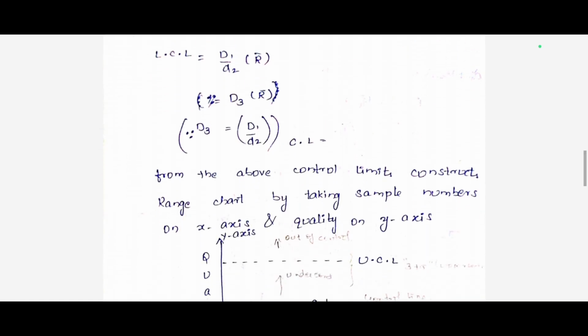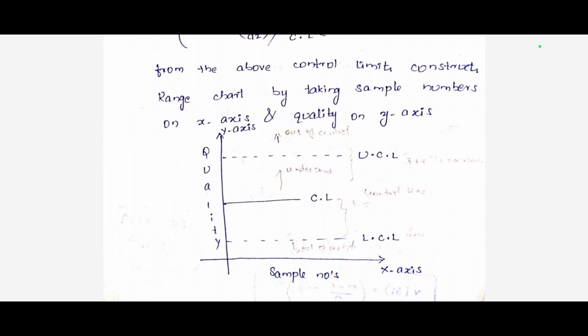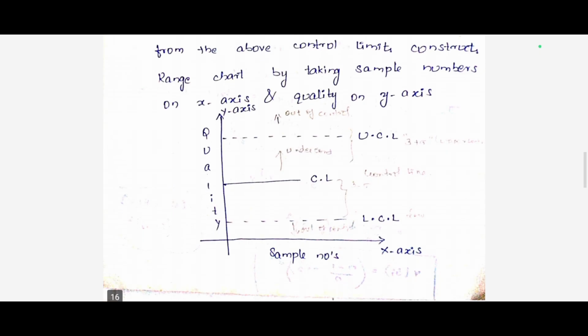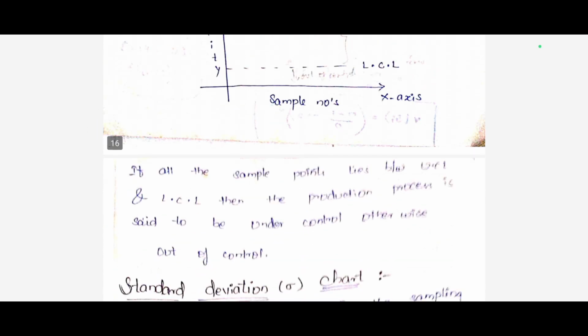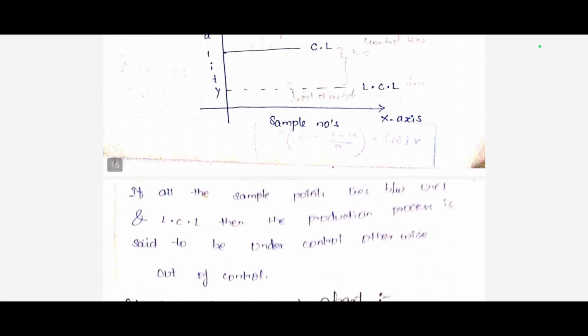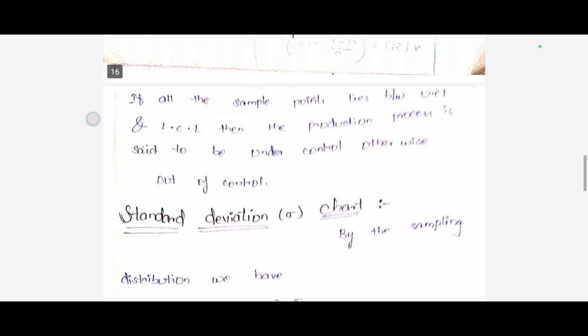From the above control limits, construct a range chart by taking sample numbers on the x-axis and quality on the y-axis. If all the sample points lie between the UCL and LCL, with CL in the middle, then we can say that the process is under control, otherwise it is out of control.